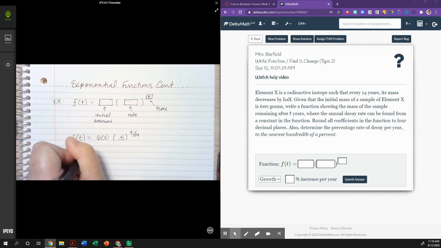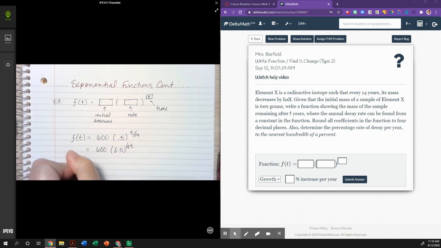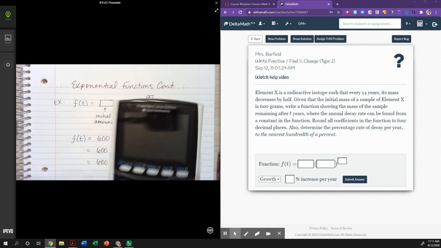And this is where you got to know your exponent rules. So 600 times 0.5 to the, remember, this is 1/14th times t. Actually, I didn't mean you got to know your exponent rules. You got to understand what your fractions mean. When you take t divided by 14, that's the same thing as taking 1/14th and multiplying it by t. All right, equals. So now I'm going to write 600, and now I'm going to type this in my calculator.